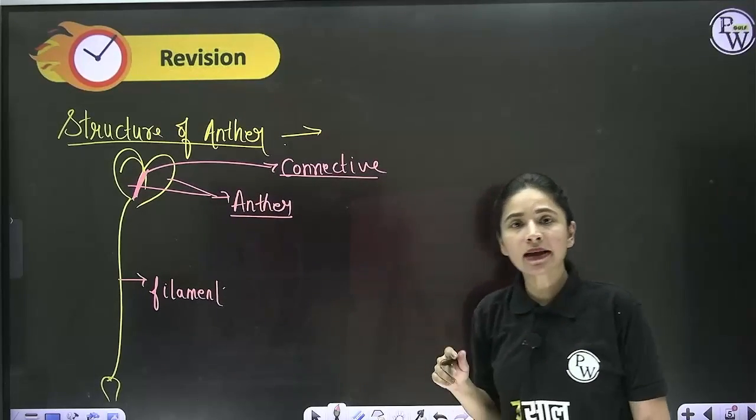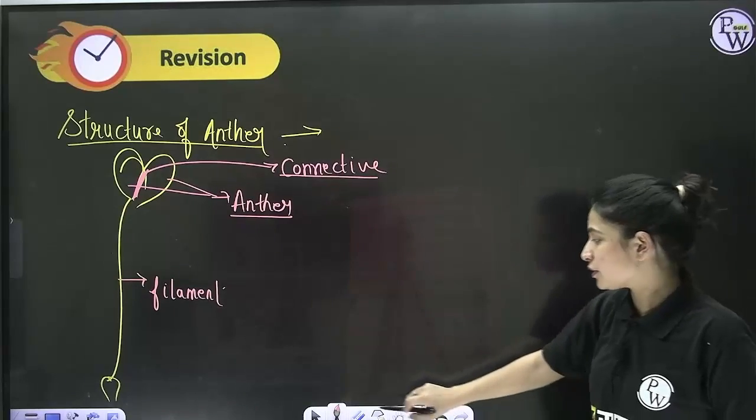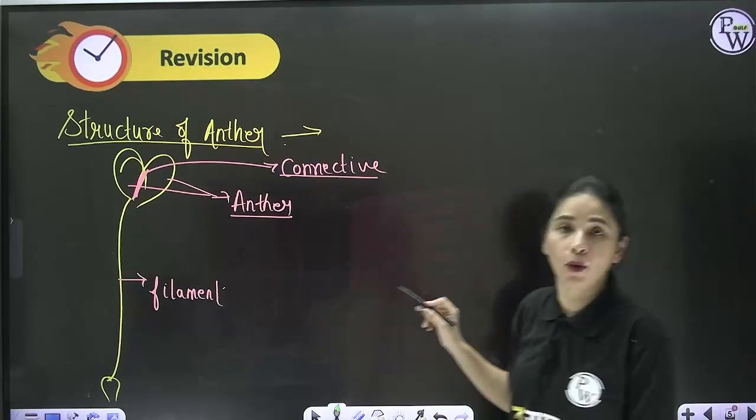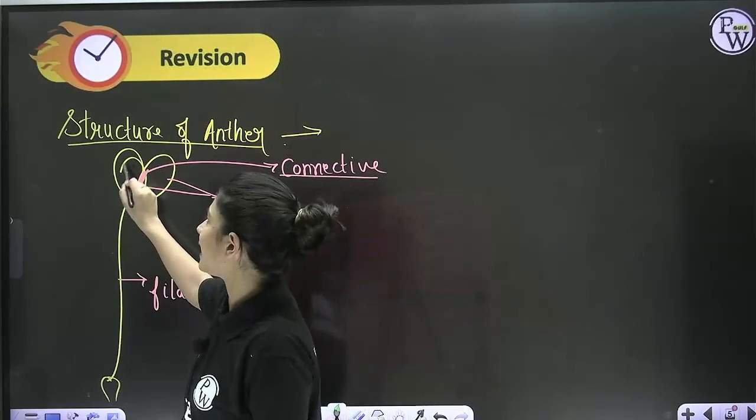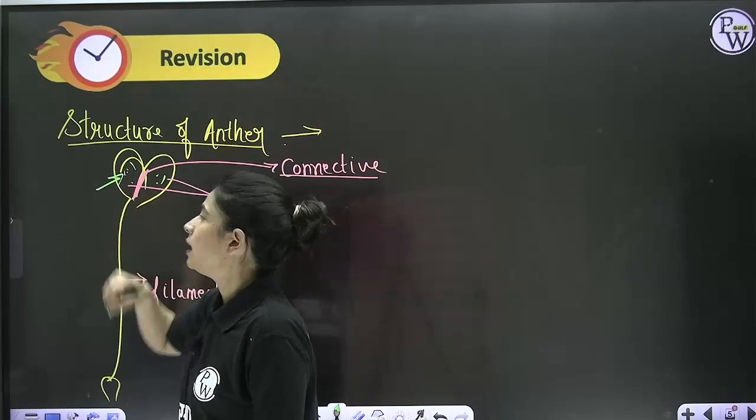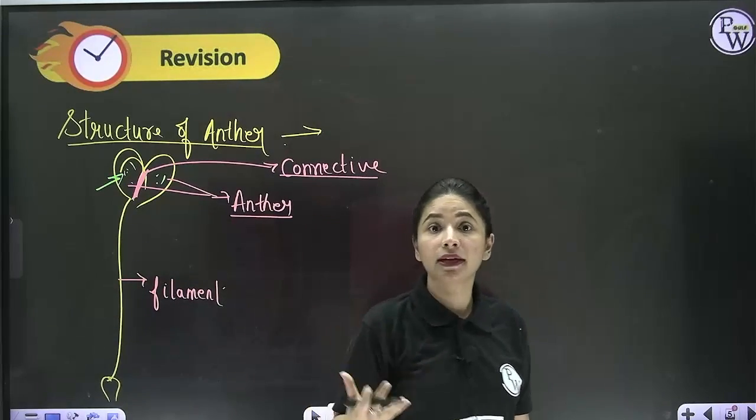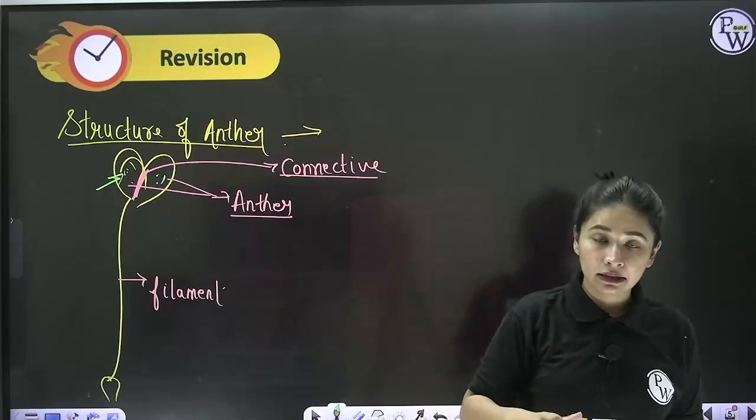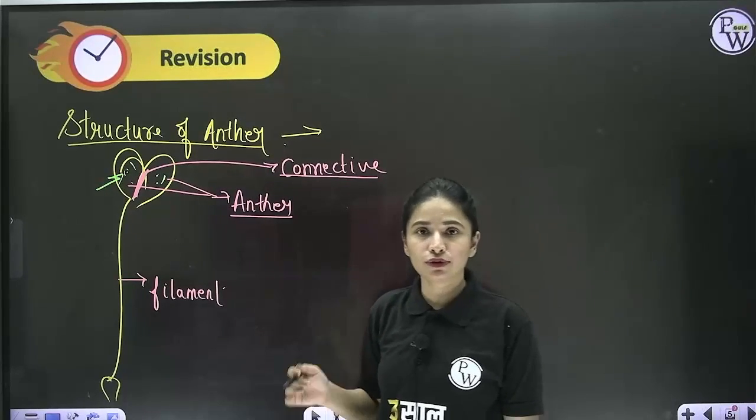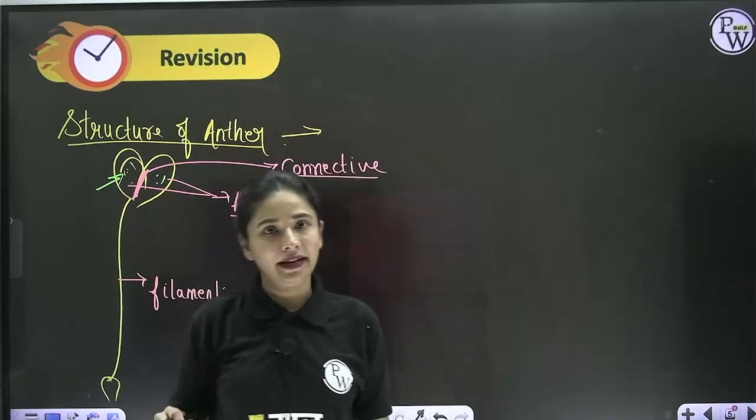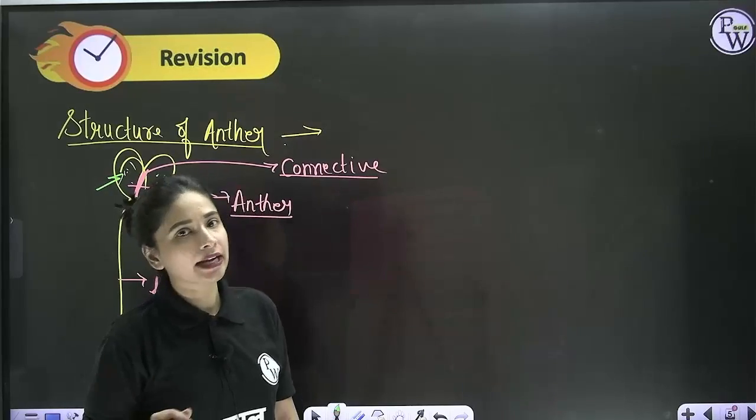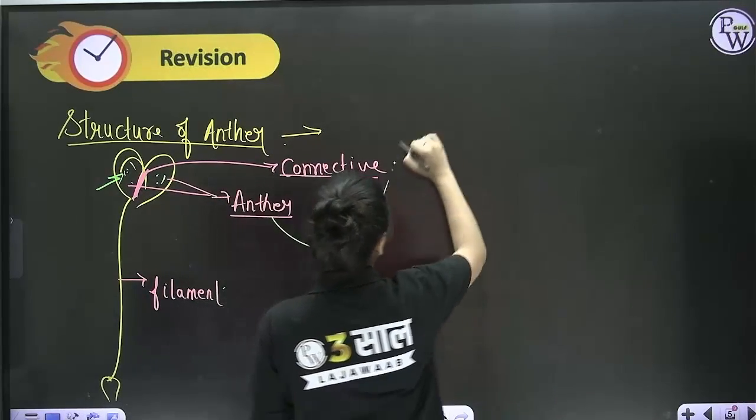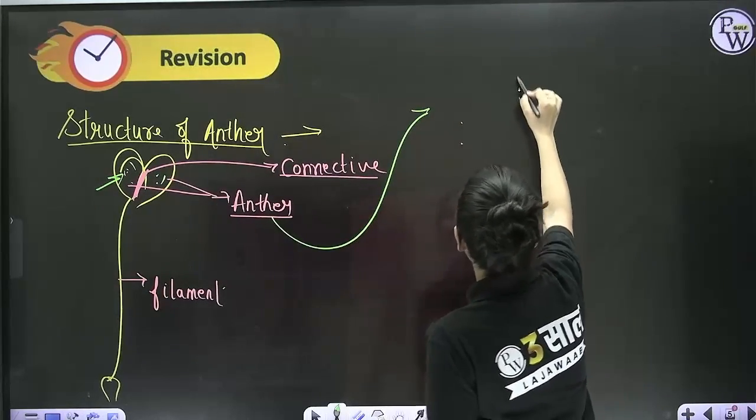Now basically I'm going to teach you the structure of anther. Why is anther important for us? Because inside the anther only, male gametes will be produced. Inside the anther only microsporogenesis is going to take place. Correct? So for that you have to see the detailed structure of an anther.